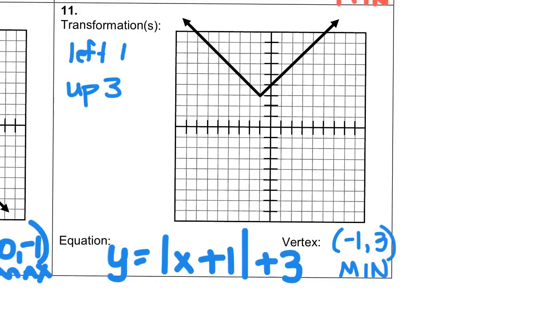So let's check number 11. First of all, what you're looking for is the vertex. The vertex you can see is at -1, 3. Match the vertex with your equation. It will be +1 inside the absolute value bars and then +3 outside. That'll just help you check your absolute value function.